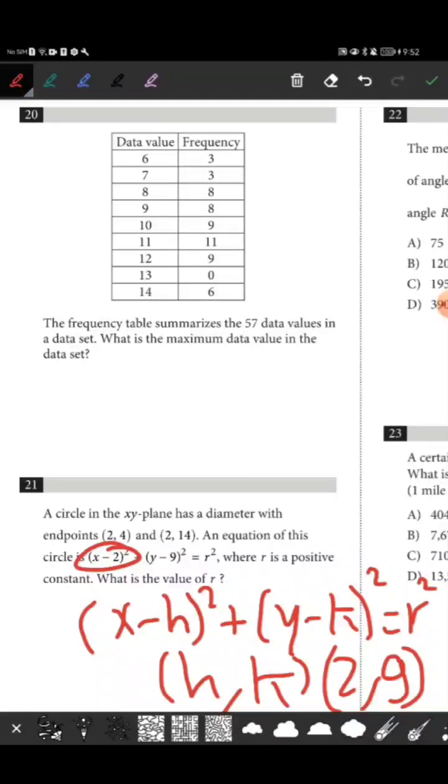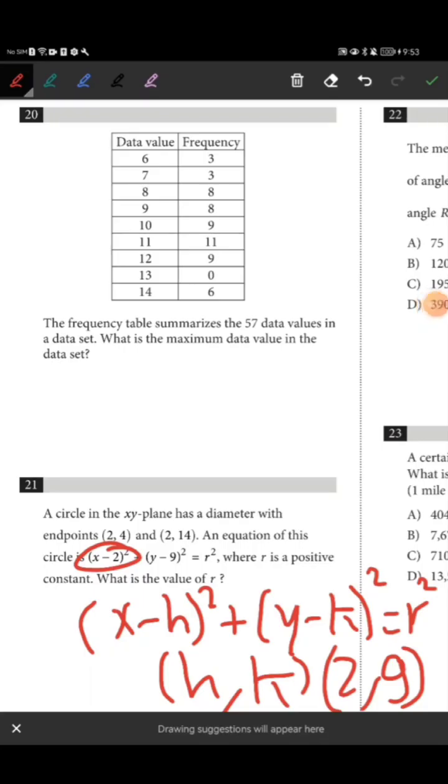So it's given that the endpoints of the diameter of the circle are 2 and 4 and 2 and 14. The length of the radius is the distance from the center of the circle to the endpoint of a diameter of the circle, which can be found using the distance formula.